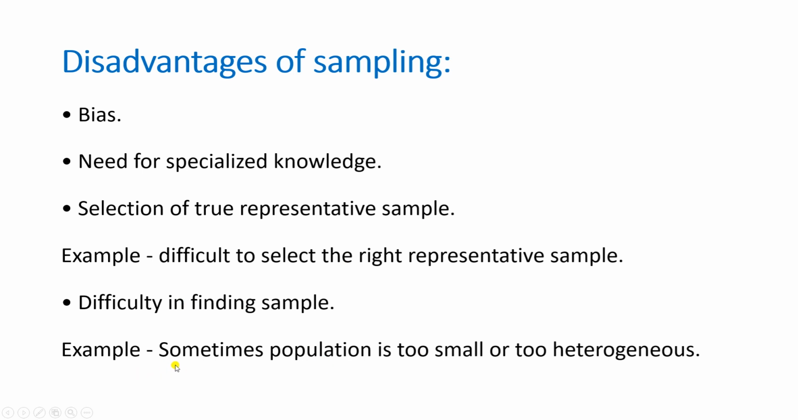Right? Sometimes the population is too small or too heterogeneous. If the population is very small, it is very difficult to select a part of that population as sample, or if the individuals in that population are very different from each other, then also these differences can act on the findings of our study. So that is another disadvantage of sampling.